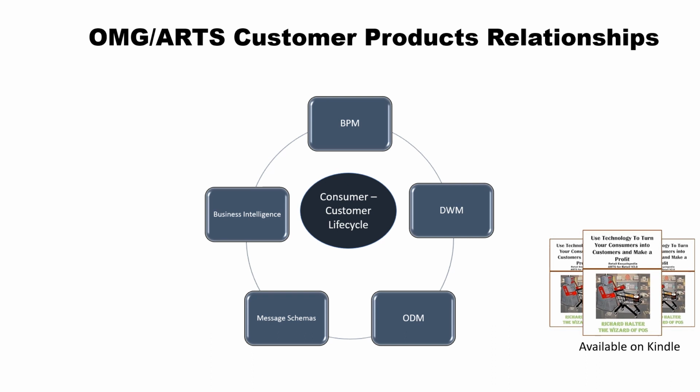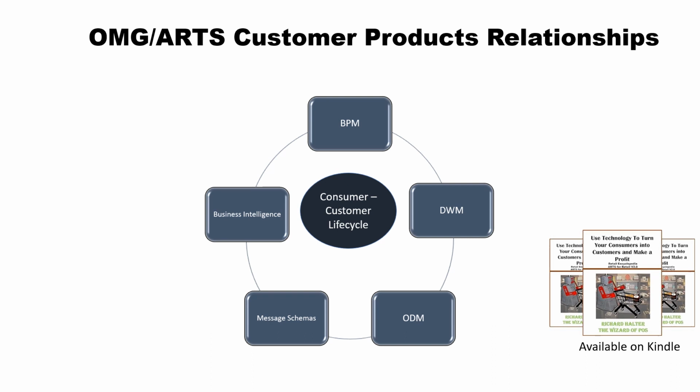OMG/ARTS has several customer product relationships in the various standards that are there, starting with the business process model. Now, I've taken their model and put it on steroids, and you'll see a little bit of that later. But it has the business intelligence component as well, being able to do various KPIs against the customer. Variety of message schemas for communicating between applications in retail. That's critical in the modern, agile microservices world. And of course, an ODM, operational data model, which is required for trapping and storing this information in one common format so the people at the top can understand how the business is doing. And a data warehouse model, which summarizes the ODM information so that the business intelligence can execute against it.